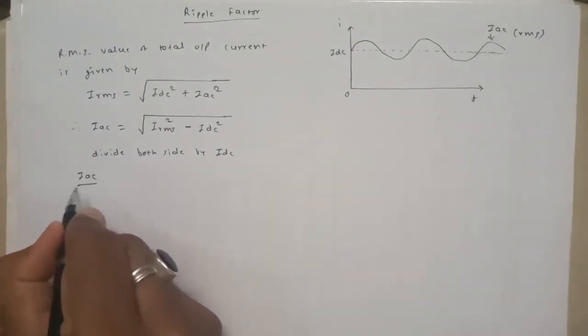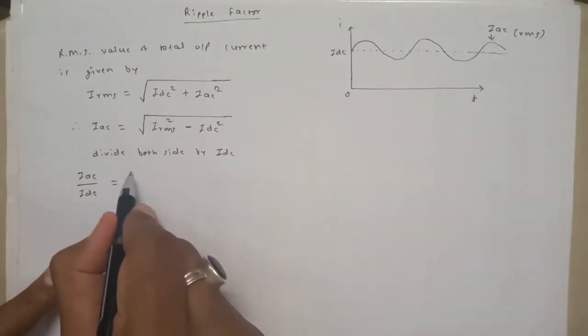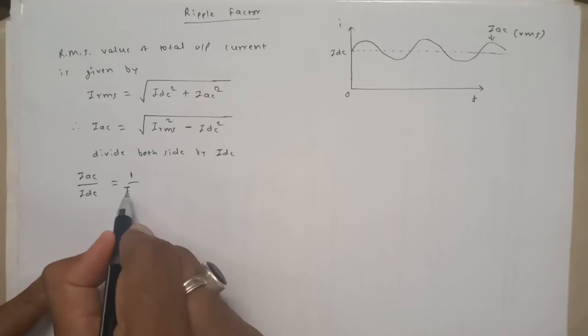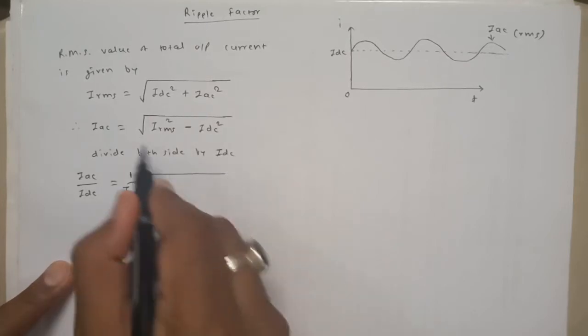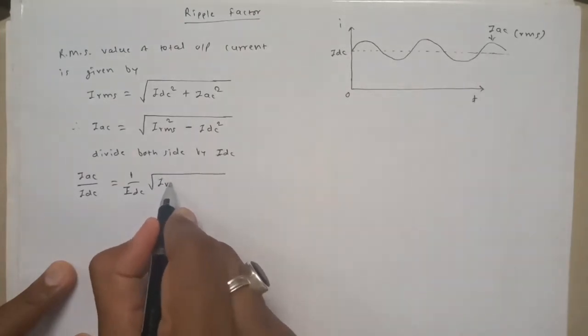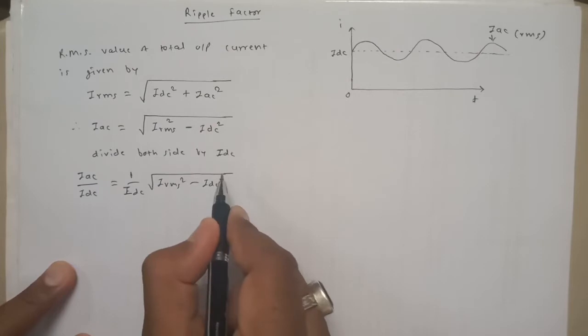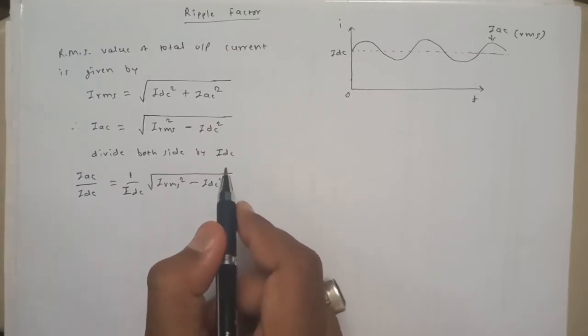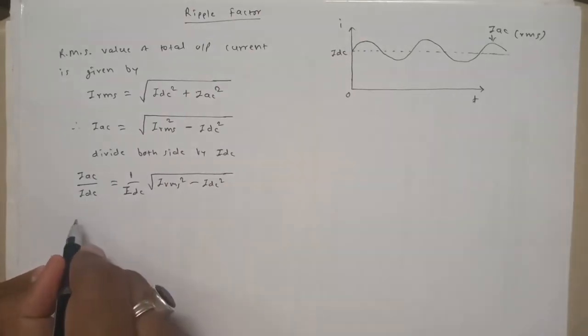I am getting IAC divided by IDC is equal to 1 upon IDC in bracket, or this whole term as it is, under root IRMS square minus IDC square, right? Now we know what this equation is. This is nothing but the ripple factor.